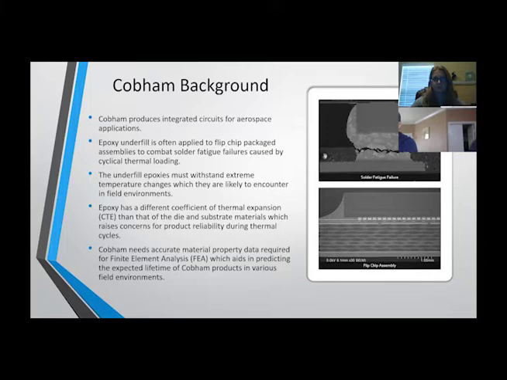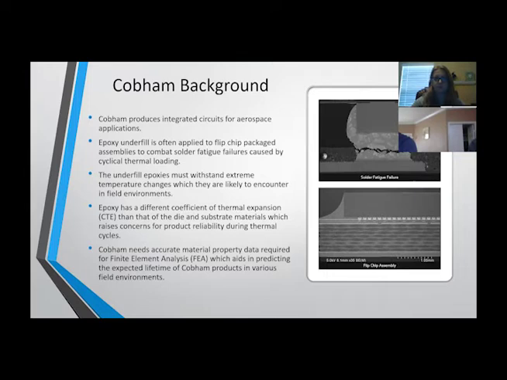So a bit of Cobham's background. Cobham produces integrated circuits for aerospace applications. Epoxy underfill is often applied to flip chip package assemblies to combat solder fatigue failures caused by cyclical thermal loading. The underfill epoxies must withstand extreme temperature changes, which they are likely to encounter in field environments.